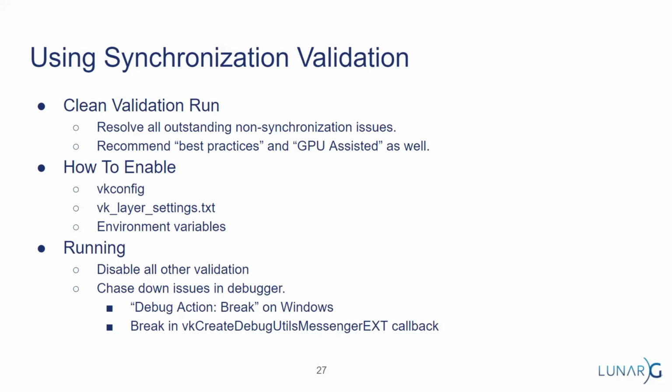Also, we do it in isolation because synchronization validation is fairly heavyweight. We don't want to do it at the same time as doing, say, core validation, which with all features on can also be somewhat heavyweight. We can enable it in several ways. I also point you to the white paper: through vkconfig, through the settings, and through environment variables. As I said, when we run it, we turn off all other validation options. And I invariably run it in the debugger.